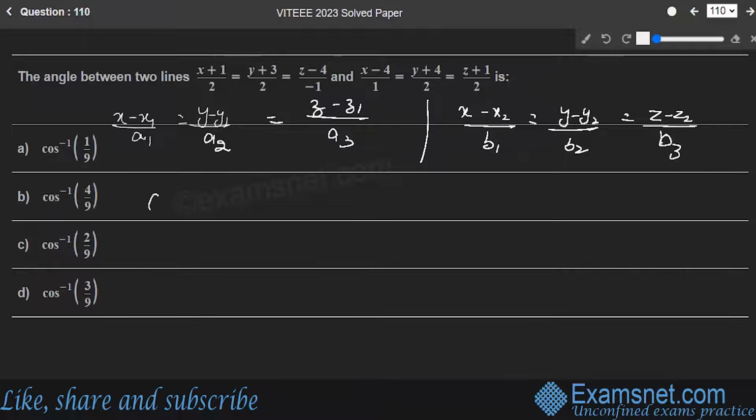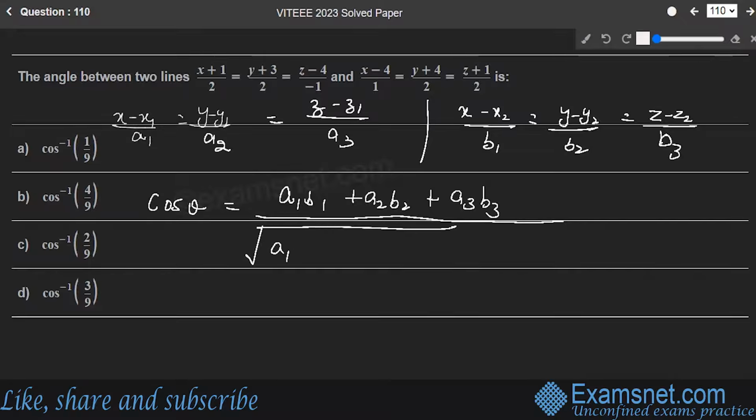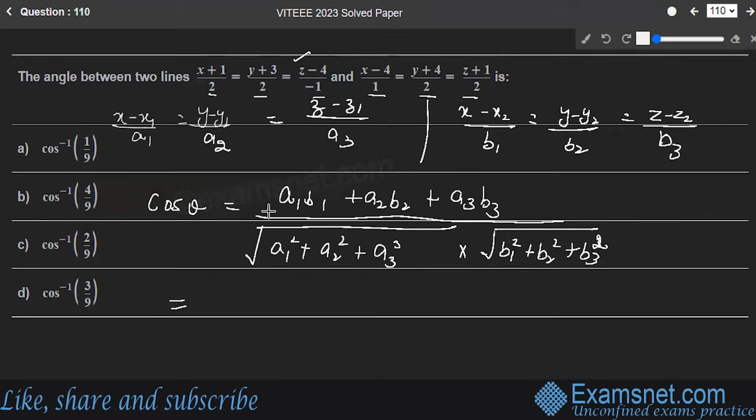The angle between them, cos theta, is given by, please note down this formula. This is given by a1 b1 plus a2 b2 plus a3 b3, whole divided by root of a1 square plus a2 square plus a3 square, multiplied by root of b1 square plus b2 square plus b3 square. Now you have to fill in the values according to this question. So this is a1, a2, a3. This is b1, b2, b3. Let's fill in the values.